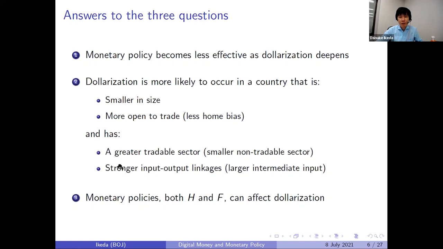Before walking you through the details, let me state the main results. The first is about the effect of digital dollarization on monetary policy. The answer is that monetary policy becomes less effective as digital dollarization deepens. The second result is about under what conditions dollarization can deepen. My answer is that dollarization is more likely to occur in a country that is smaller in economic size, more open to trade, and has a greater tradable sector and stronger input-output linkages. The third result is about whether a central bank can do something about blocking digital dollarization. The answer is yes. Monetary policies, both home and foreign, can affect dollarization, but in different ways.